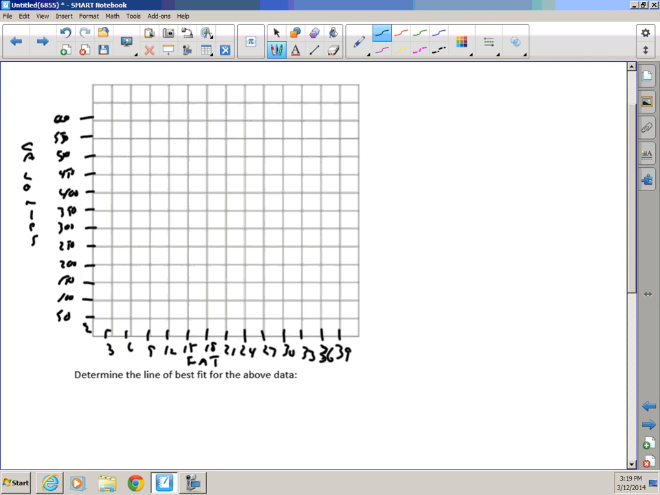Okay. Now I'm going to plot my data points. So my data points are 9 and 260, right around there. 13 and 320, right around there. 21 and 420, right around there. 30 and 530. 31 and 560. 31 and 550, so they're really close there. 34 and 590.